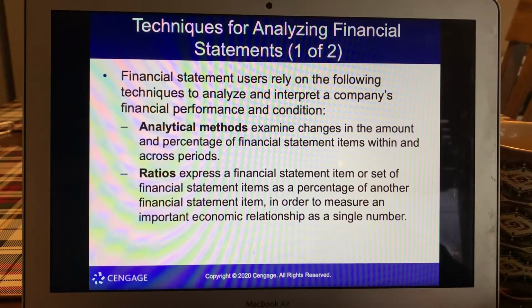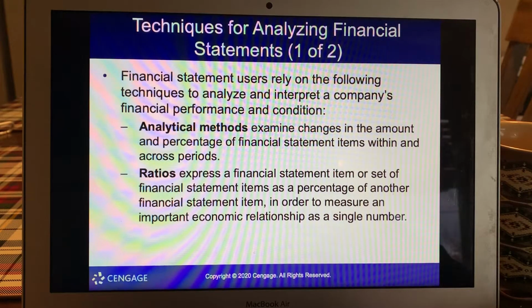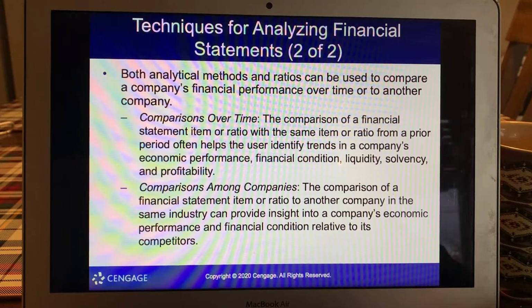Techniques for analyzing financial statements. So financial statement users rely on the following techniques to analyze and interpret a company's financial performance and condition. Analytical methods examine changes in the amount and percentage of financial statement items within and across periods. Ratios express a financial statement item or set of items as a percentage of another financial statement item in order to measure an important economic relationship as a single number. Both analytical methods and ratios can be used to compare a company's financial performance over time or to another company.